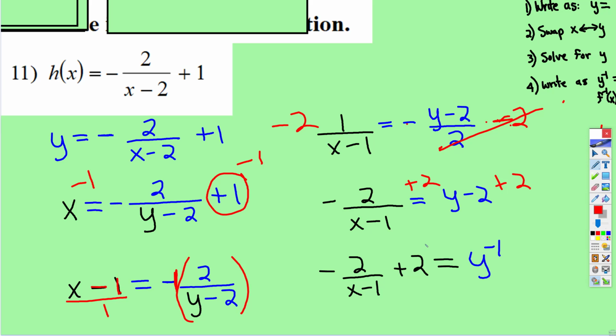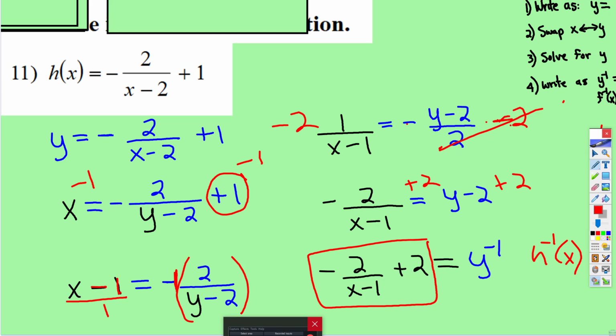So we have, this is the final inverse, and then I put to the raised negative 1, or we could have put h to the raised negative 1 of x. I think most teachers will accept both answers. All right, that's it.